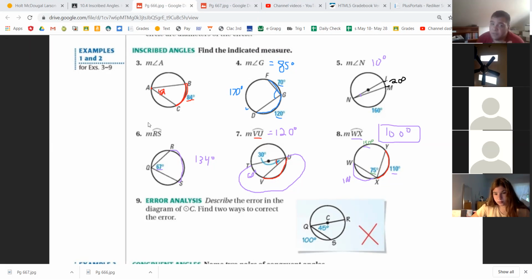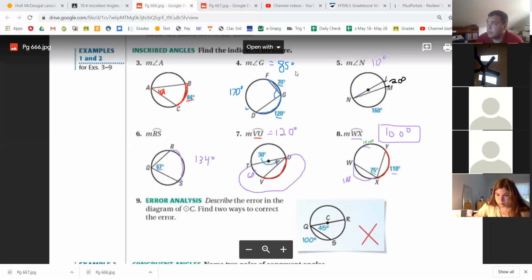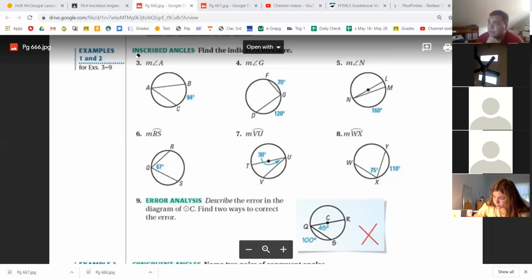All right, so that's the basic rule of it. So the basic rule is the angle's half the size. With that information, we could do a lot of things. First off, let's talk about number 9, I guess, because I did include that.